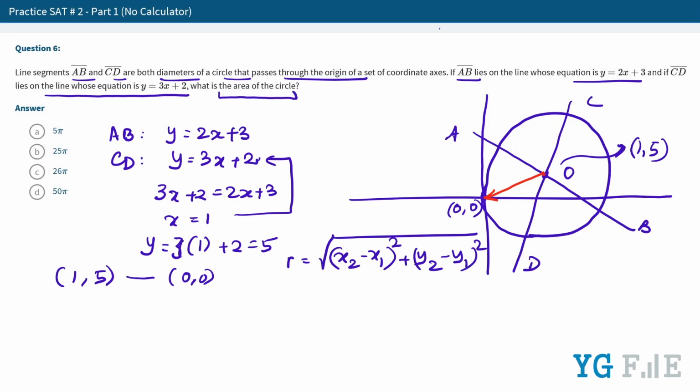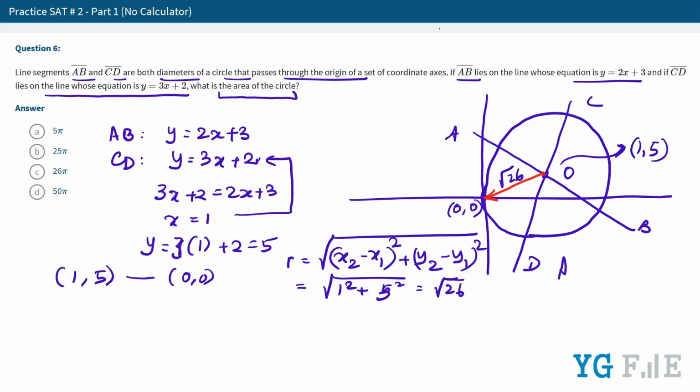Here (x1, y1) is (0, 0), so we don't really need to use that, and therefore we can simply say this is 1 square plus 5 square, which is the square root of 26. So the radius is the square root of 26.